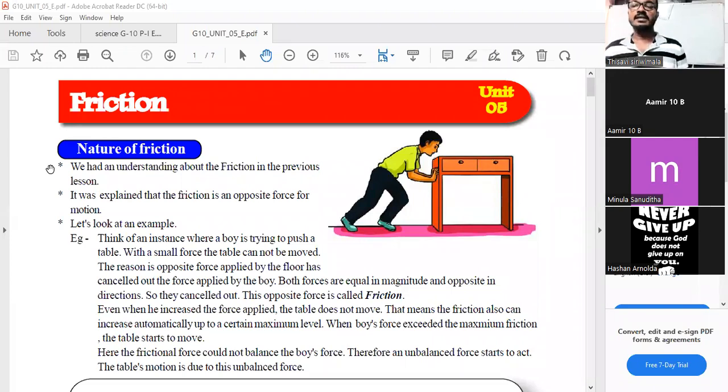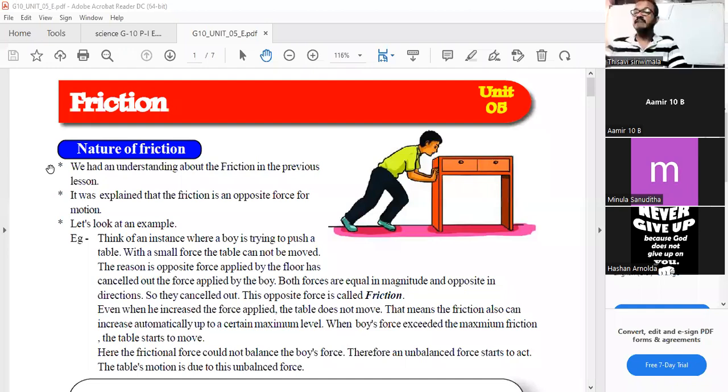Think of an instance where a boy is trying to push a table. At the beginning, he is applying a very small force. With a small force, the table cannot be moved. The reason is the opposite force applied by the floor has cancelled out the force applied by the boy. Both forces are equal in magnitude and opposite in direction. So they cancelled out. This opposite force is called friction.